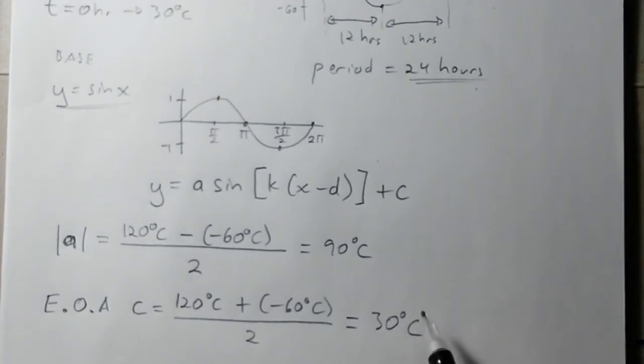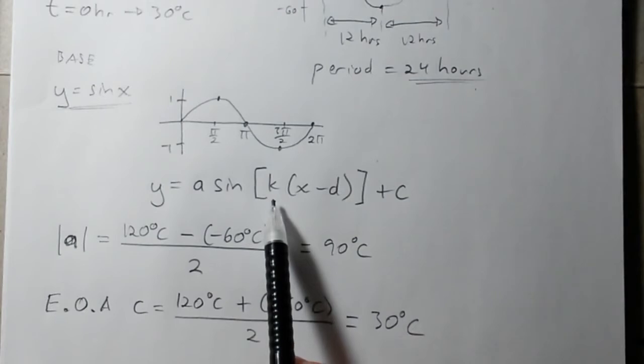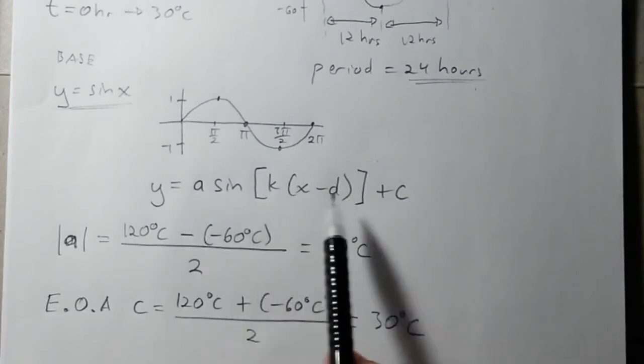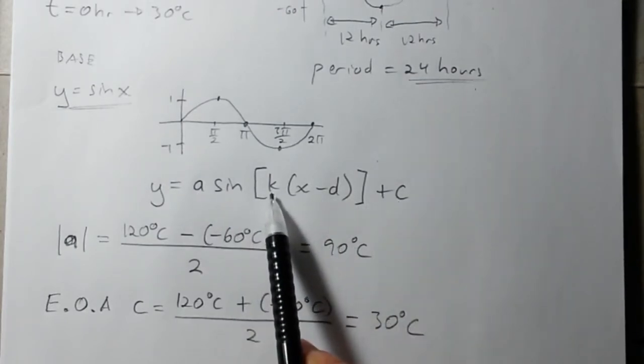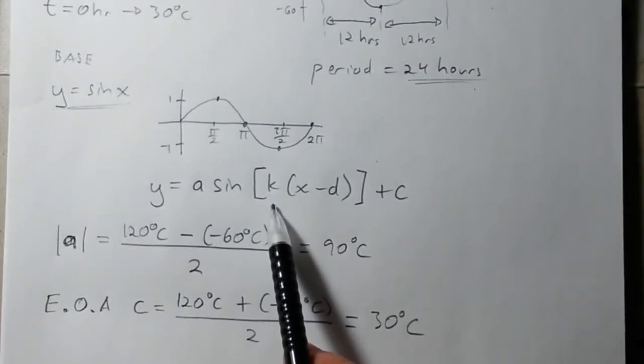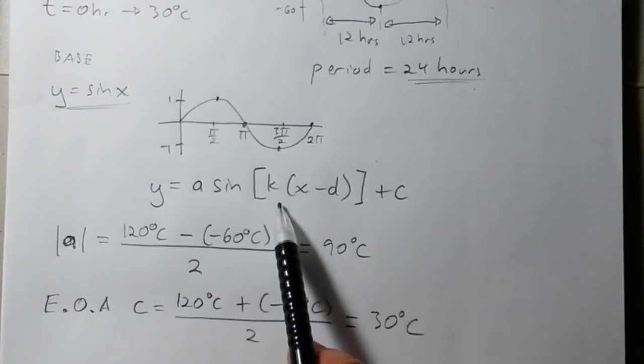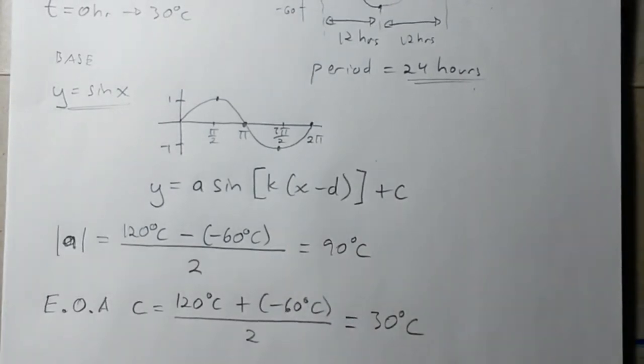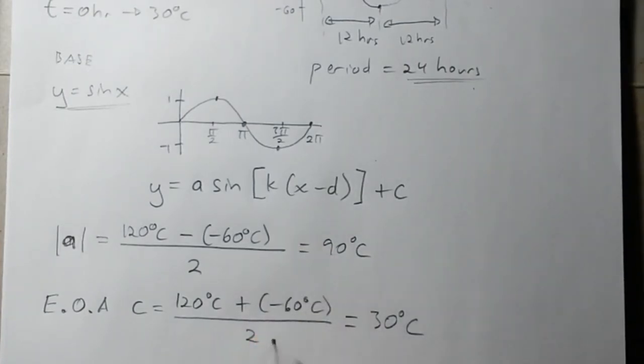Also, we need to find out what K is. So far we have A, we have C, we need to find out what K is. How do we find out K? Well, we know that the period is equal to 2 pi over K. So if we already have the period, we can solve for K.